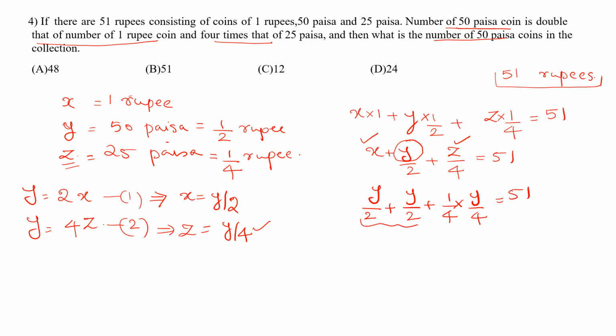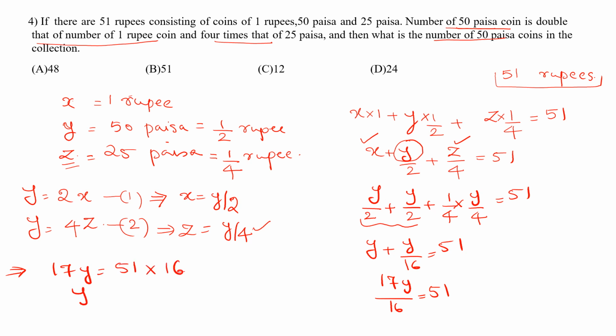Now y by 2 plus y by 2, that is y. y plus y by 16 equal to 51. Now 16y plus y, that is 17y divided by 16 equal to 51, or 17y equals 51 into 16. y is 51 into 16 divided by 17. So y is 48, that is the number of 50 paisa coins in the collection is 48. Option A is the correct answer.